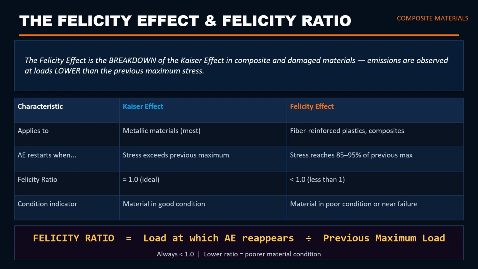Now, the Felicity ratio is calculated using this formula. Felicity ratio equals load at AE reappearance divided by previous maximum load. A Felicity ratio below 1.0 indicates degradation or damage, and the lower the ratio, the poorer the material condition. Very important concept for composite pressure vessel inspection.